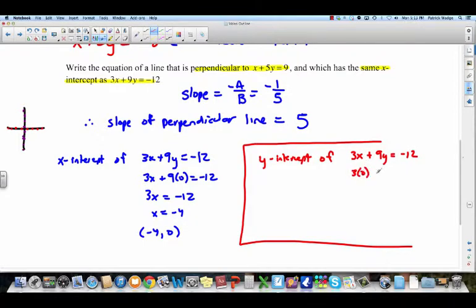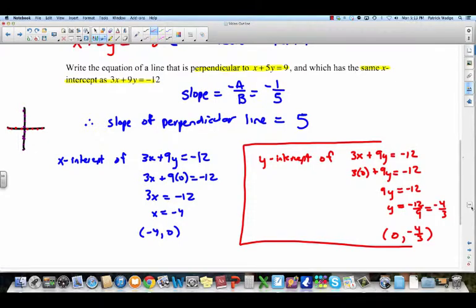So you put 0 in right there. Plus 9y equals negative 12. 3 times 0 is 0, so that's gone. 9y equals negative 12. Divide both of them by 9. So 9 divided by 9 cancels out, because that equals 1. And negative 12 divided by 9, which you can put in lowest terms, is negative 4 over 3. So your y-intercept is 0 and negative 4 over 3. It's kind of an ugly y-intercept, but that's what you would do.